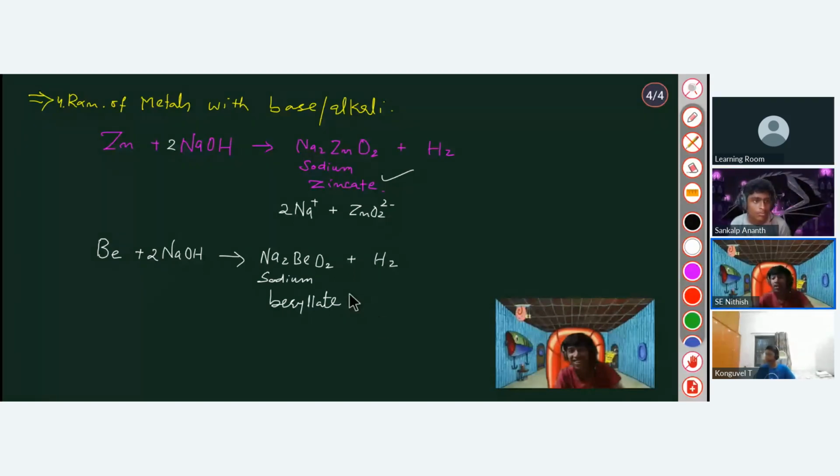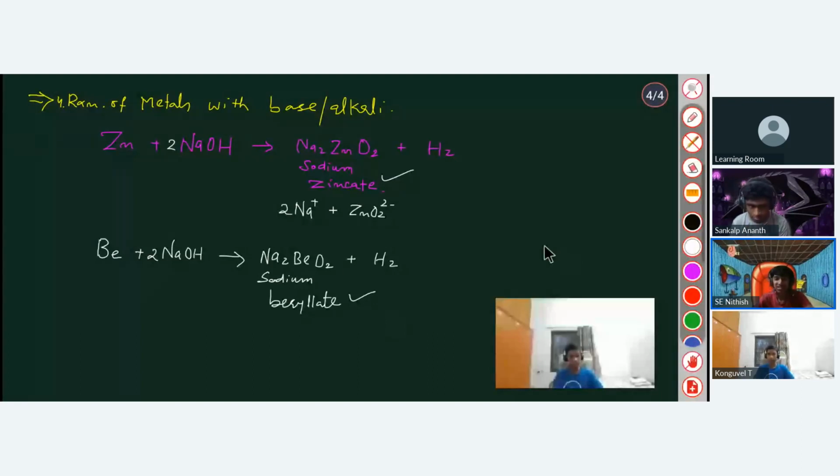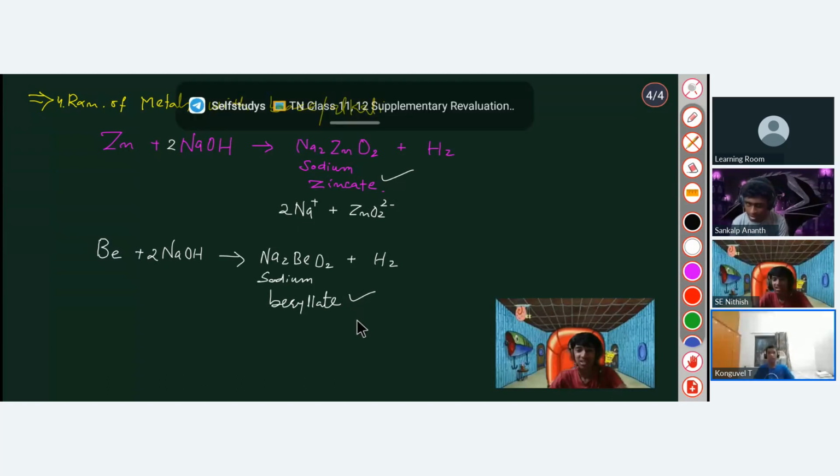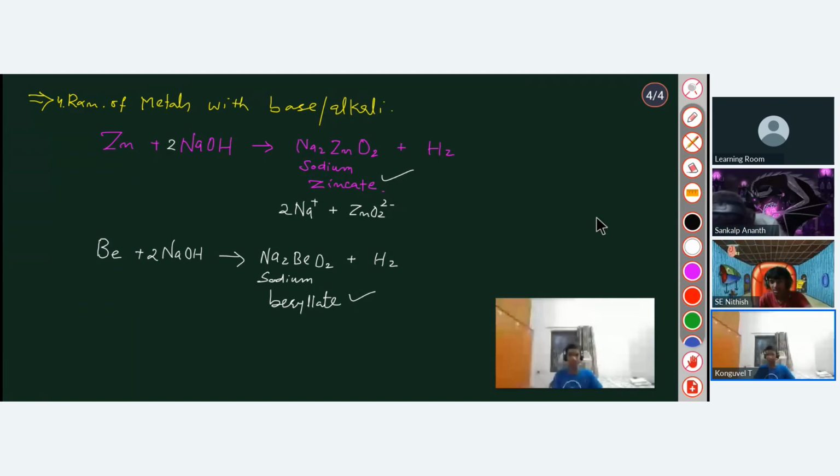Beryllium is a metalloid, right, sir? It shows a valency of 4. So it's a metalloid.